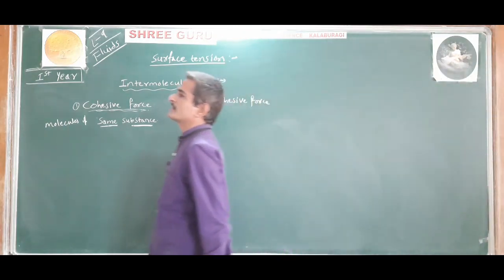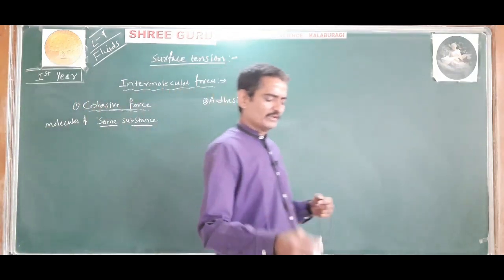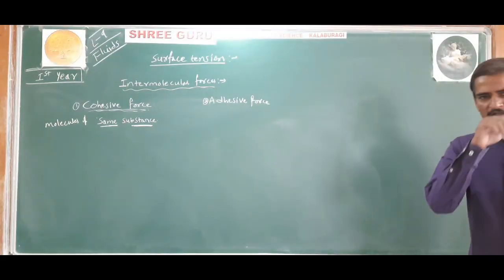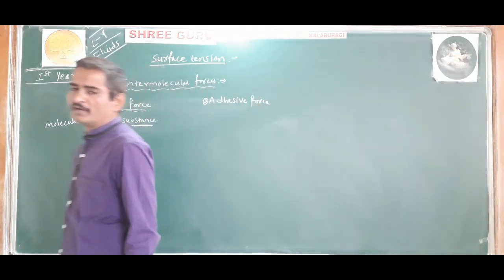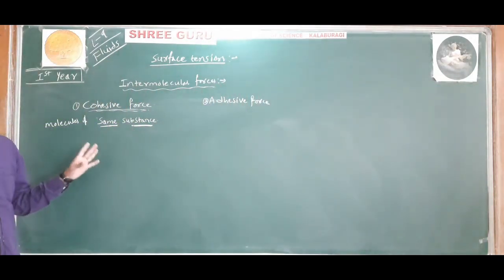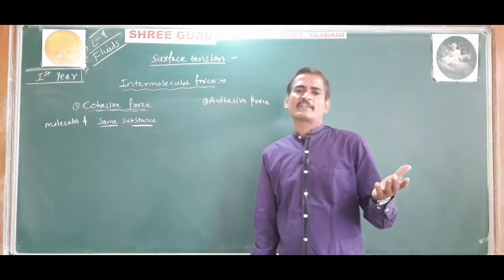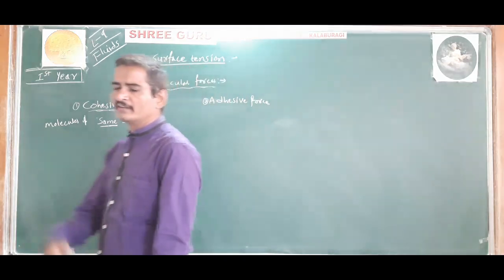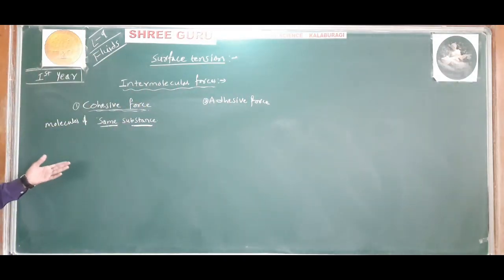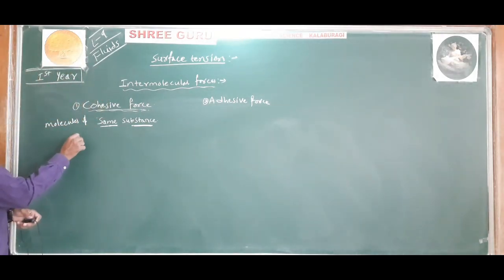The cohesive force is lowest in the case of gaseous molecules. Hence gases do not have a fixed shape or a fixed volume. Understood? The cohesive force is highest in solids, less in liquids, and very least in gases. Okay, some examples of cohesive force.